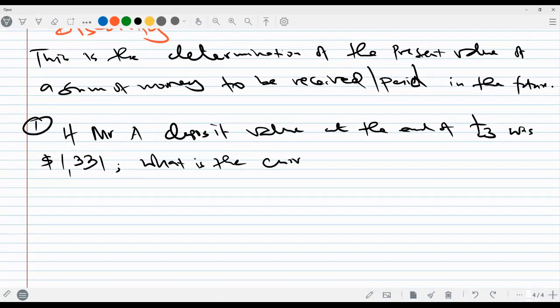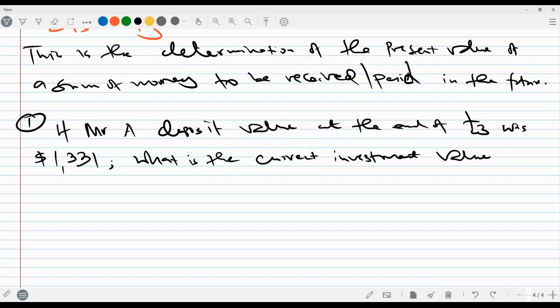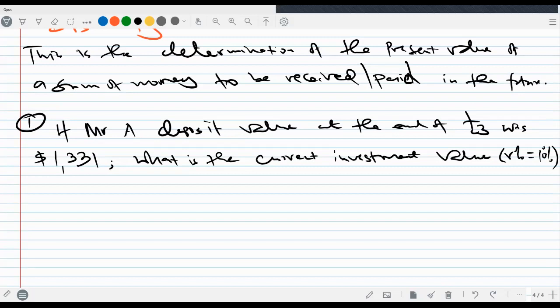What was the current investment value? If R is 10%, yeah, simple as that. Therefore, the value of this investment at the end of year 3 is equal to 13.1. Okay, we want to determine what's the current investment value.